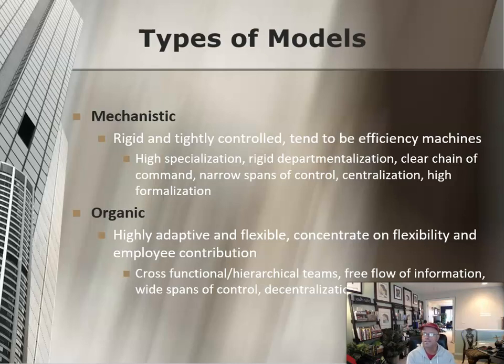Name just about any organization in the world, and we can name it as either a mechanistic or an organic. That's how easy it is, and that's how universal these 2 different types of models are. Sure, there's other types of models, but generally they fall into a mechanistic. As we start defining these types of organizations, you're going to go, oh yeah, that's mechanistic. Oh, that's certainly organic. There's hybrids, of course, but generally it's going to fall into those categories. The mechanistic is more rigid and tightly controlled. It tends to be more of an efficient manner in which a product or service is developed.